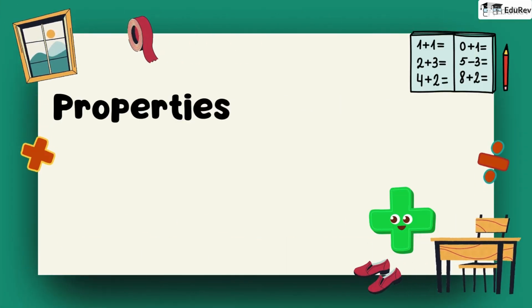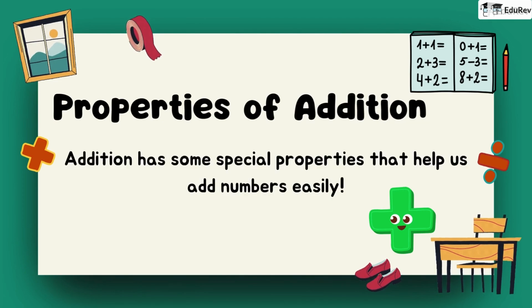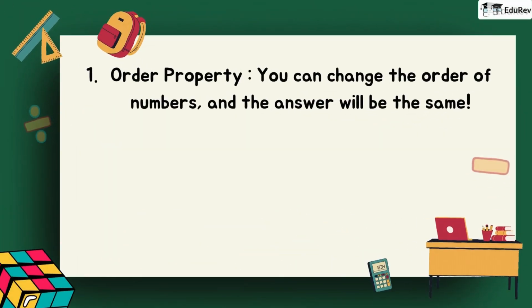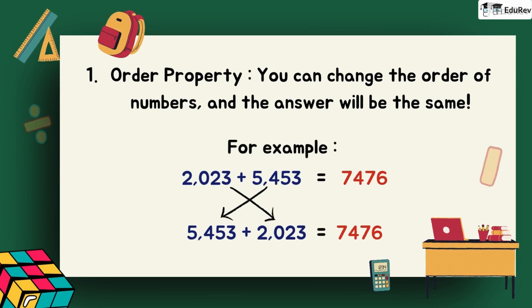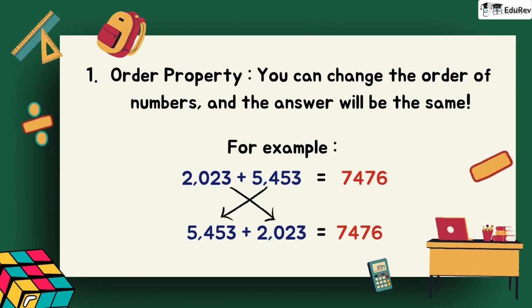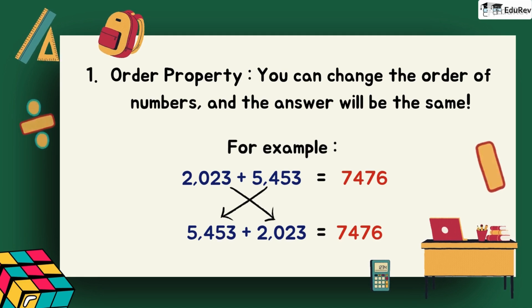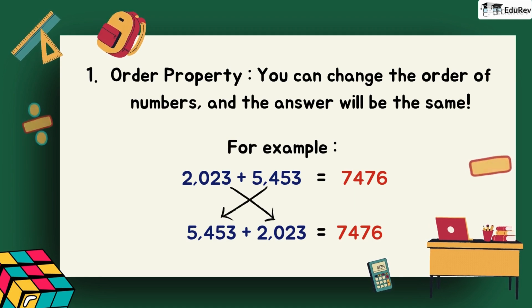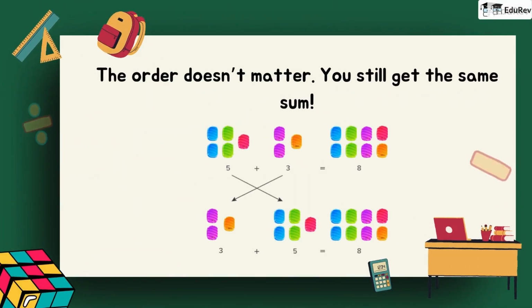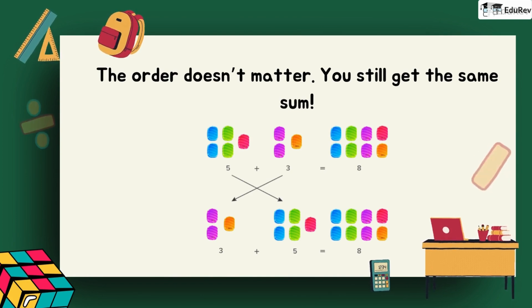Let us now see the properties of addition. Addition has some special properties that help us add numbers easily. Order property: you can change the order of numbers and the answer will be the same. For example, 2,023 plus 5,453 will give the same answer as 5,453 plus 2,023, which is equal to 7,476. The order doesn't matter. You still get the same sum. 5 plus 3 equals 8, and 3 plus 5 also equals 8.